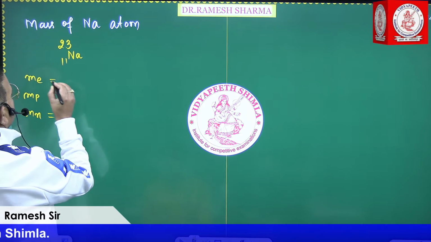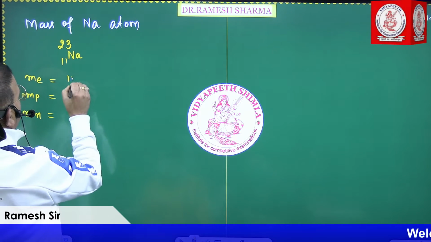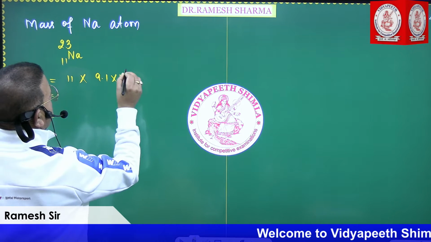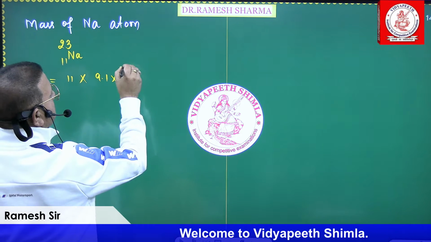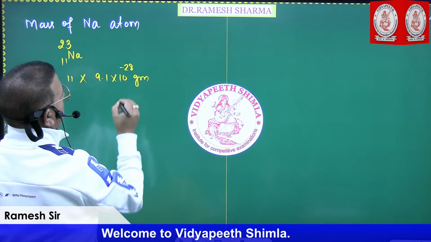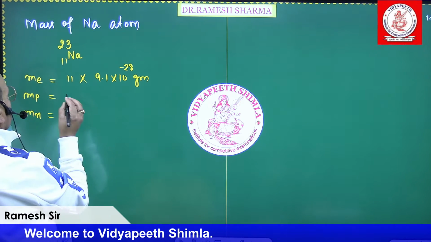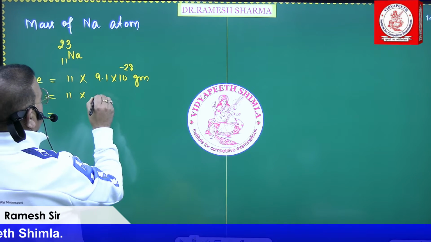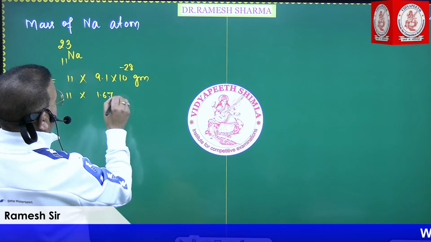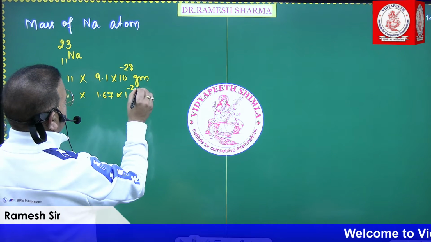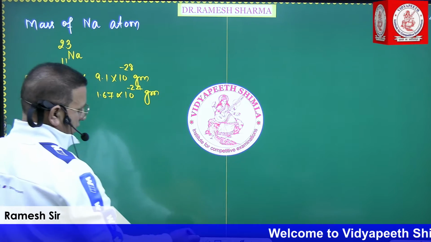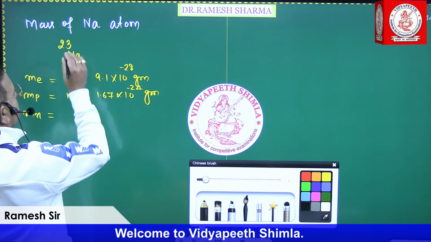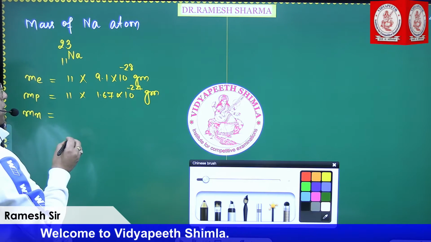It means electrons are 11 and mass of electron is how much? 9.1 into 10 raised to the power minus 28 gram. Am I right? If we are having mass of proton, how many protons are there? 11 protons. So it will be 1.67 into 10 raised to the power minus 24 grams. If we are having neutron, what is mass of neutron? How many neutrons are there? Nucleons are 23.